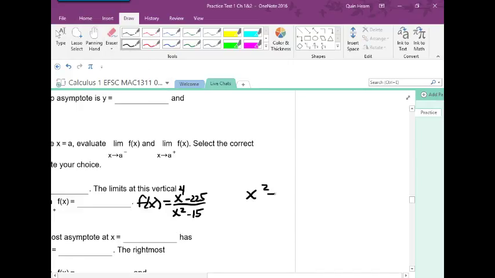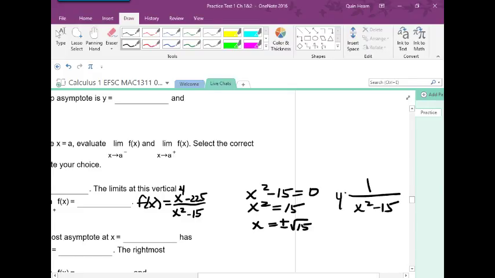All right, so you set the denominator equal to 0. Now you might think that that must mean that we have vertical asymptotes at x equals plus or minus the square root of 15. But actually, it's possible that we don't. There's one of two things that can happen. If this were the function just 1 over x squared minus 15, that would definitely have vertical asymptotes. But in this case, it's possible that instead of a vertical asymptote, you just have a hole in the graph.